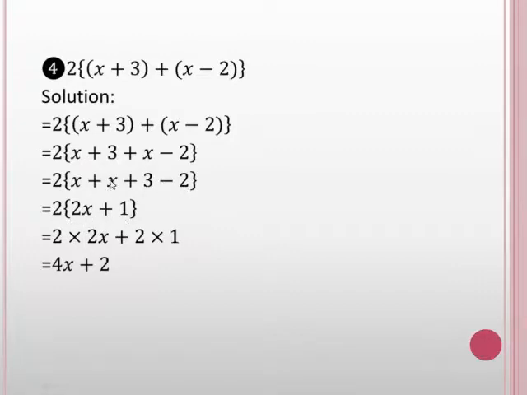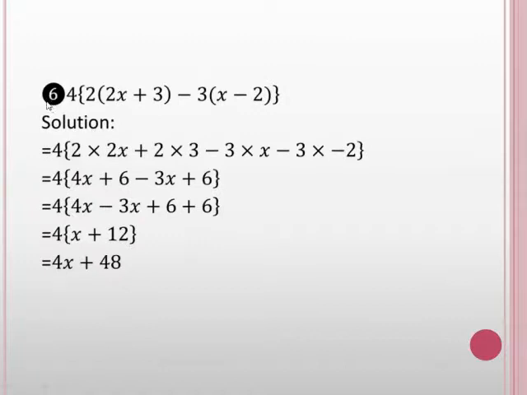Now 2x plus 1 are unlike terms that do not combine with each other, so we remove these curly brackets, but 2 is multiplied with each term, so we write 2 multiplied with 2x plus 2 multiplied with this 1. Here we multiply this coefficient 2 with 2x to get 4x, plus 2 times 1 is 2. This is the final answer.